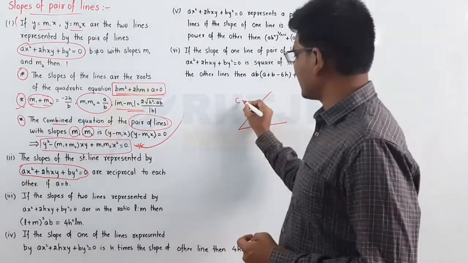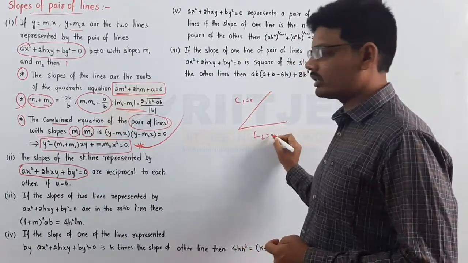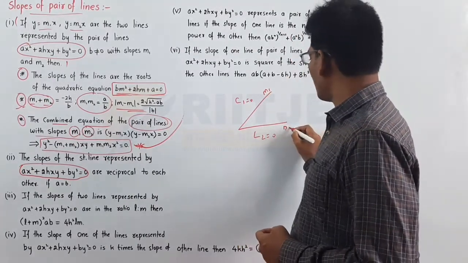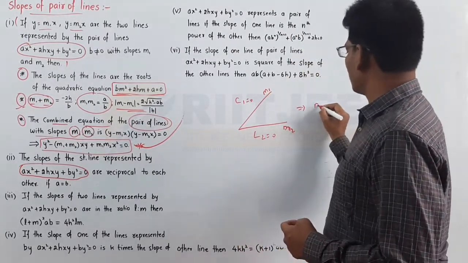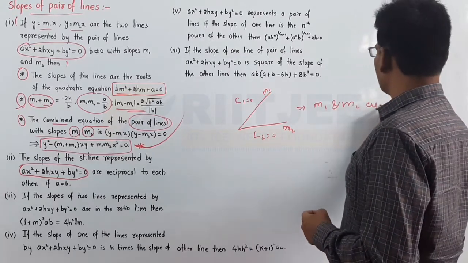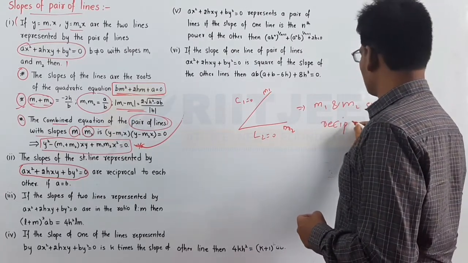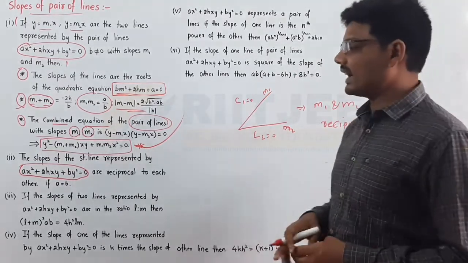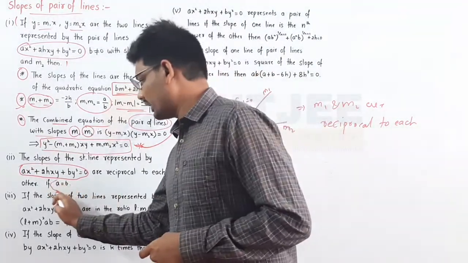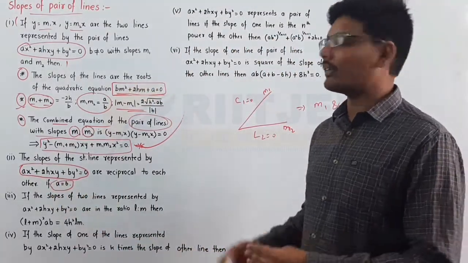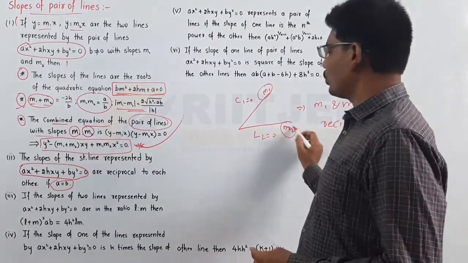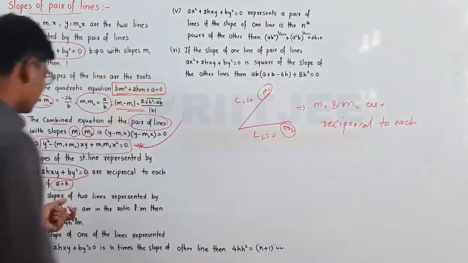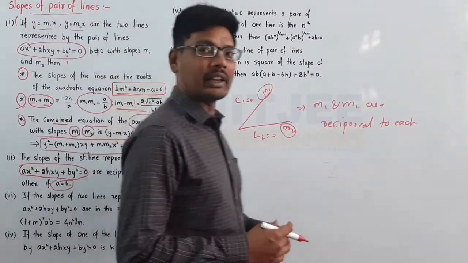For example, this is L1 is equal to 0 and this is L2 is equal to 0 here. And the slopes of the lines, m1 and m2, are reciprocal to each other. So then the condition will become a is equal to b. If a is equal to b, then the slopes of these two straight lines m1 and m2 are reciprocal to each other here. And the next point is the most important. First understand the concept, each and everything here.